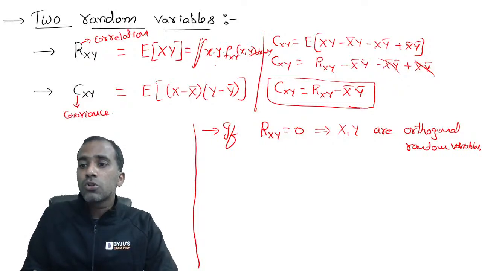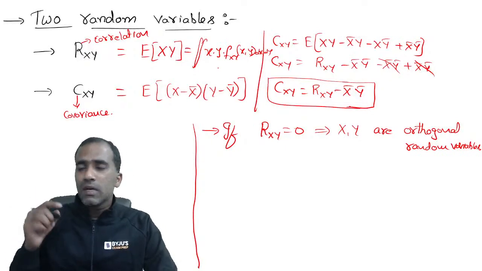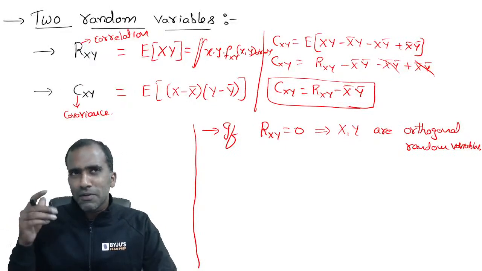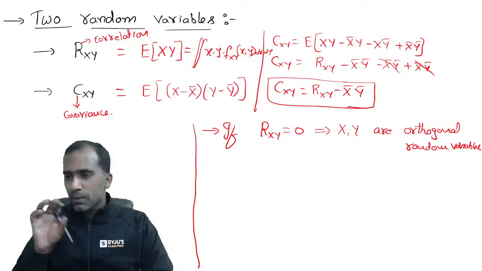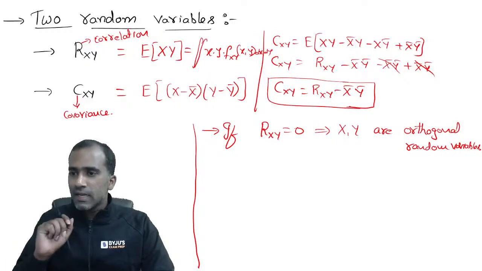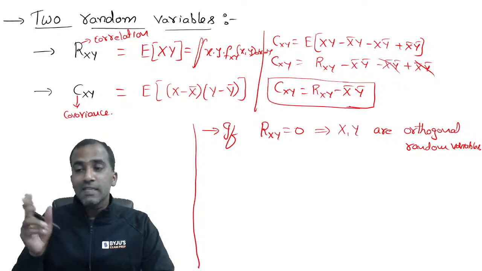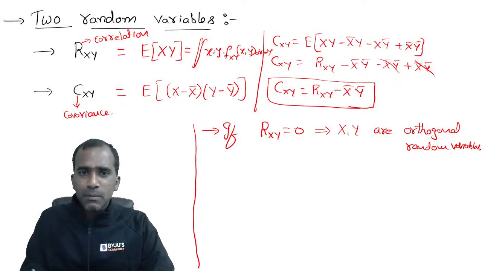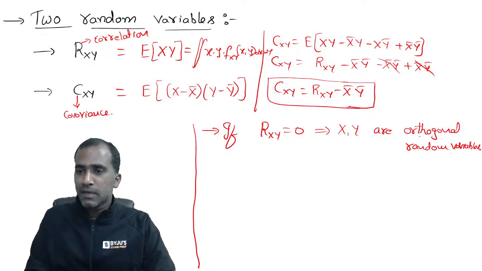y is orthogonal. If you remember orthogonality of two signals, you make the product of the signals and integrate. If it becomes 0, we say the signals are orthogonal. Here also a similar thing is happening. You find the average of the product, and that turns out to be 0. Hence the similar name, orthogonality.